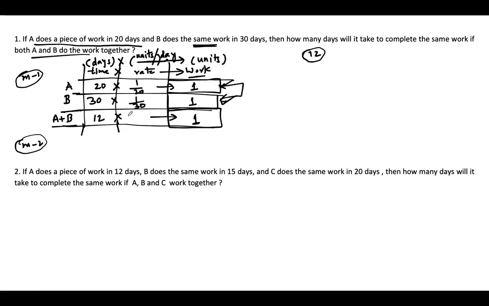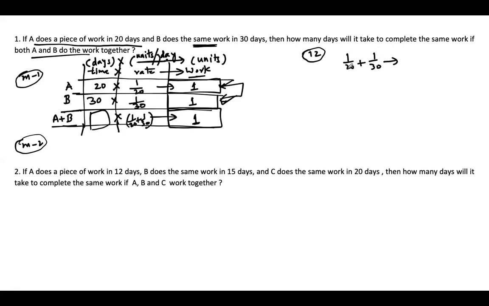Now you have to do the same work. What will be their combined rate when they are working together? It will be 1 by 20 plus 1 by 30. I do not want you to solve every time. You can just infer 1 by 20 plus 1 by 30. Now you simplify it. How will you simplify?